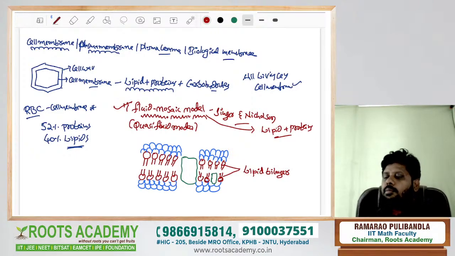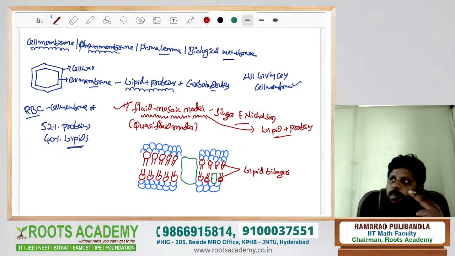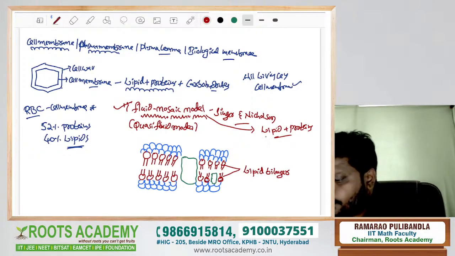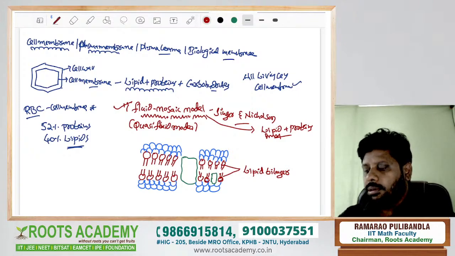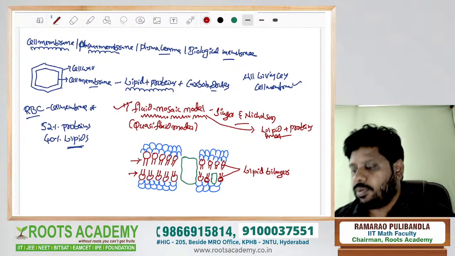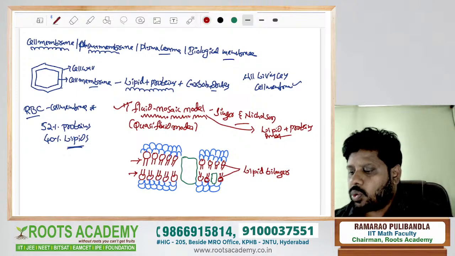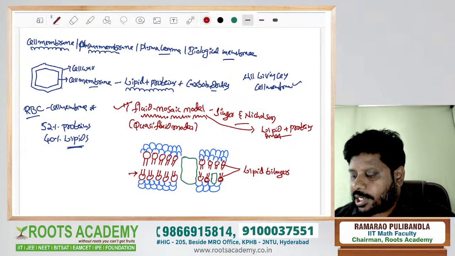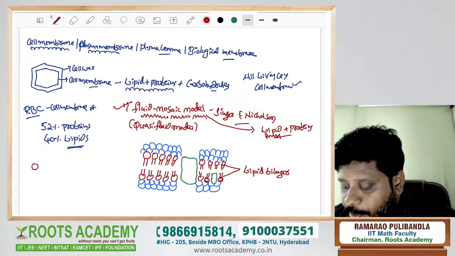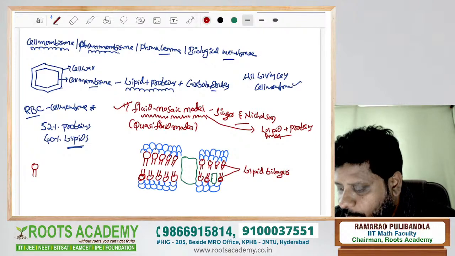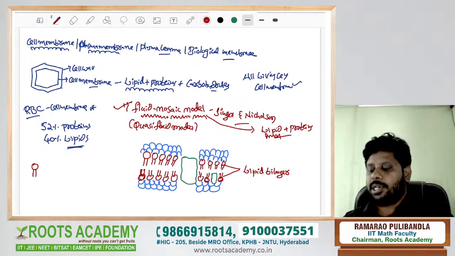According to the fluid mosaic model, the cell membrane is made up of lipids and protein. First I am talking about the lipids only. Lipids are present in two rows. See, this is one row, this is one row. That's why the two rows of lipids are collectively called the lipid bilayer. In every lipid, see, one lipid I am taking outside. This is the lipid.